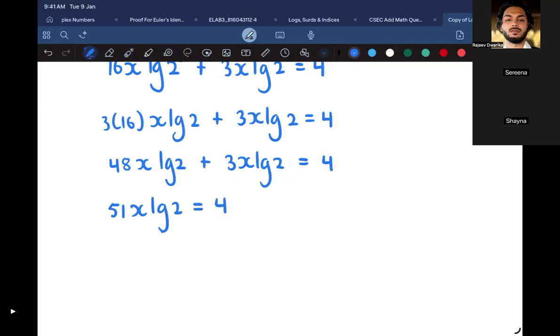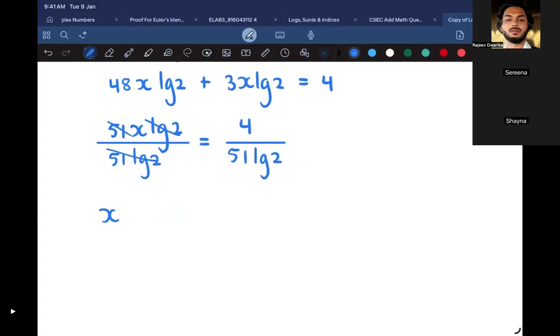That would be equal to 4. I want to find for x. So what shouldn't be on this side? The 51 and log 2. Right? So I could divide by 51 log 2. So the 51 log 2 would cancel off with the 51 log 2, and that will leave you with x. So x would be equal to 4 over 51 log 2. You get that?